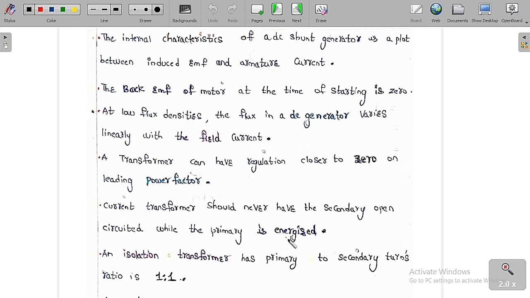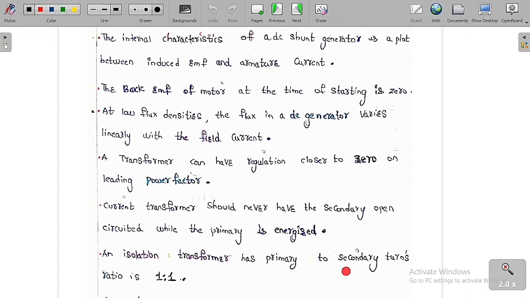So simply, you don't have to open circuit the secondary of the CT whenever the primary is energized. A CT should never have the secondary open circuited whenever the primary is energized, because if you open it, the EMF induced in the winding is very high because of the large number of turns. So the core is going to get oversaturated. That is the reason we never open circuit the secondary of a CT whenever the primary is energized. The current transformer should never have the secondary open circuited while the primary is energized.